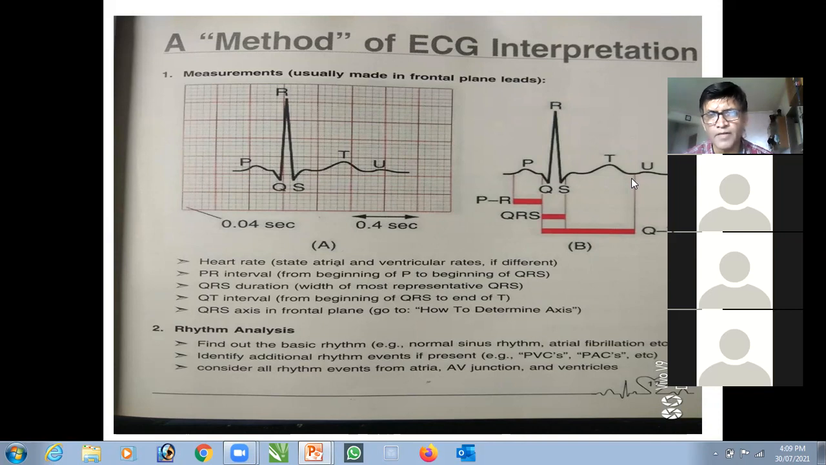Have you understood, or should I repeat it again? Dr. Sunita? Yes, sir, almost understood. If you repeat after the Q wave, then it's better. Hello, am I audible? Yes, sir. If you want, I can repeat again after the Q wave. Yes, sir.